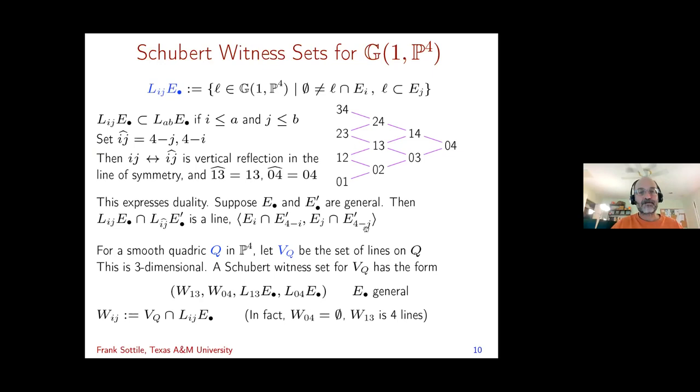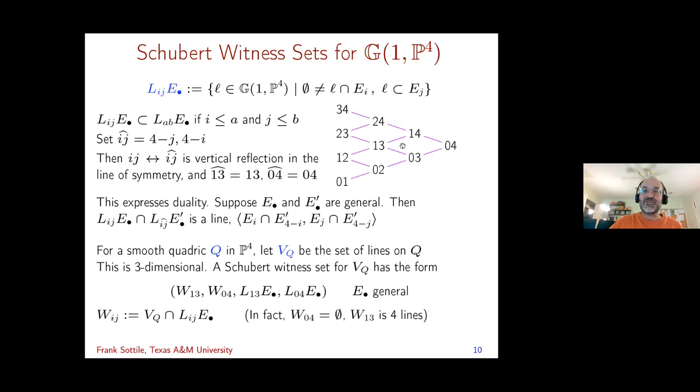Now, let me give one example of a Schubert witness set. This is sort of a famous example. If you take a smooth quadric in P4, this is the zero set of a homogeneous quadratic polynomial on P4, and I let V sub Q be the set of lines on Q. This is the Fano variety. It turns out that it's three-dimensional. And I won't explain that to you, but now the Grassmannian here is six-dimensional. So this is actually a half-dimensional subset of the Grassmannian.